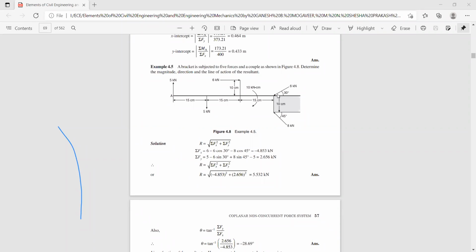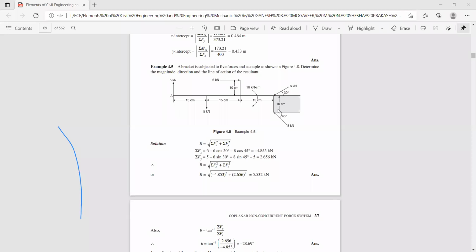Next, the horizontal component of this force is acting along the x-axis, so no need to take it. For the vertical component, 6 sin 30 into 45 centimeter, that is 0.45 meter, with respect to this point. Now here the x component is in the negative direction, 8 cos 45, and the distance is 0.1 meter or 10 centimeter. This creates a clockwise moment with respect to this point, so that is 8 cos 45 into 10 centimeter.